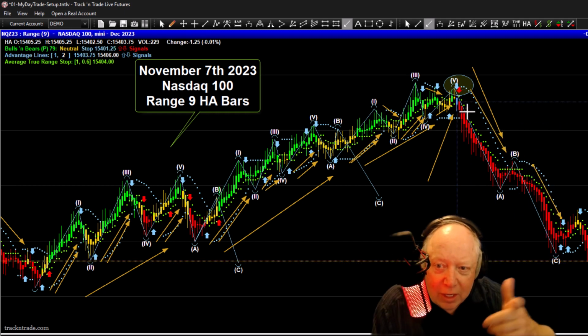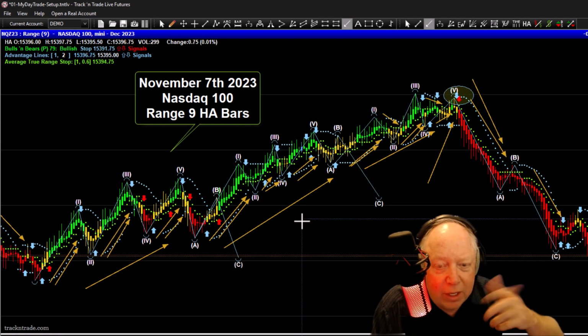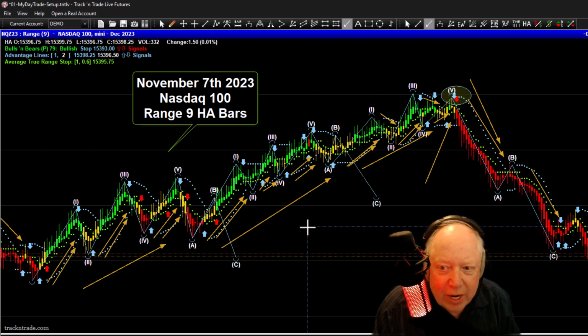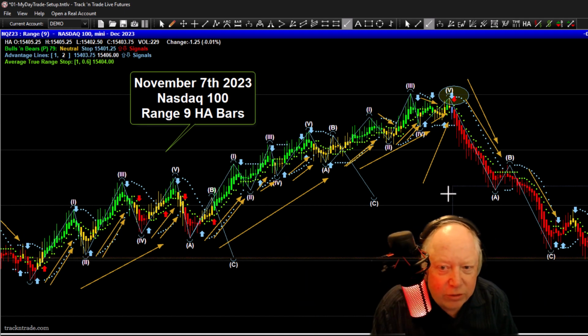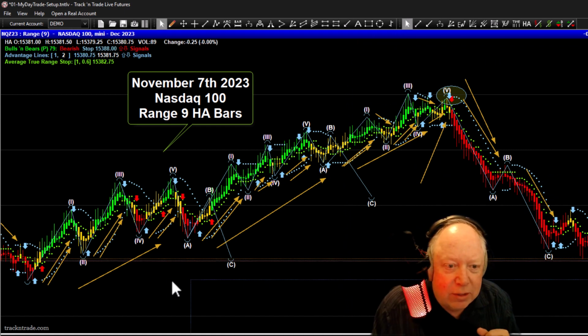Now the green dots I've got in there are tuned into what I'm doing with the advantage lines, which is also part of the bulls and bears. Those are a couple proprietary indicators that we have in Track and Trade, and if you have Track and Trade, you probably have access to those if you have the Bulls and Bears tool. And that's kind of how we're working these systems out.